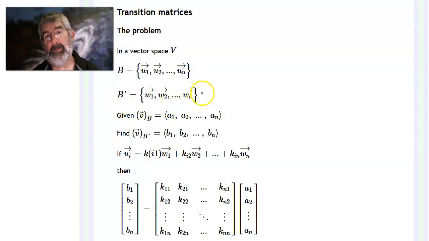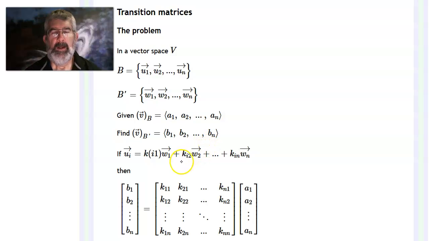Notice, of course, they have the same number of elements because all bases of the same vector space must have the same number. Anyway, we're going to be given one other vector, v, for which we know the coordinates with respect to the first basis, basis B. So the coordinate vector of v with respect to B is a1, a2 up to an. Find the coordinate vector with respect to basis B prime, which we're going to call b1 up to bn.